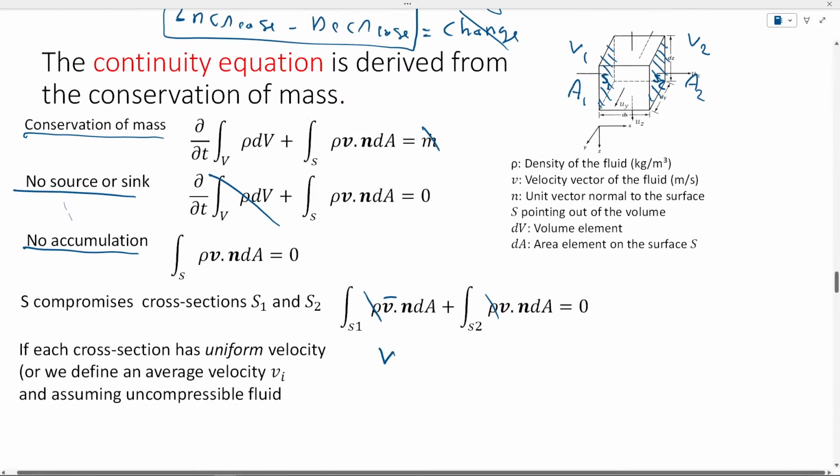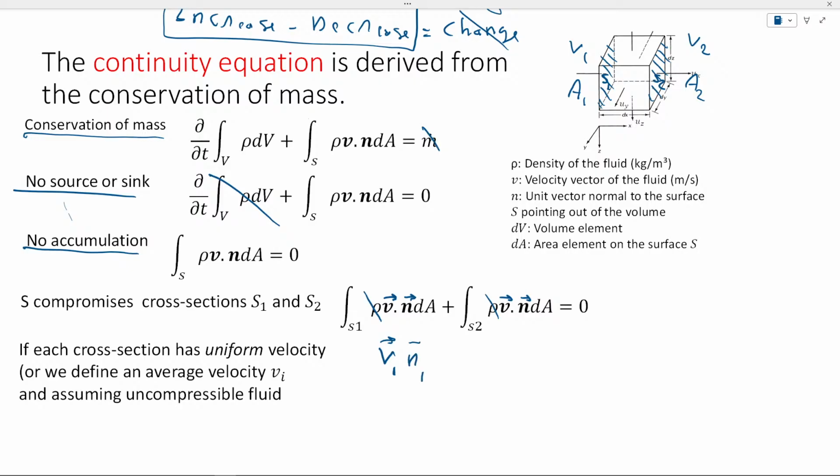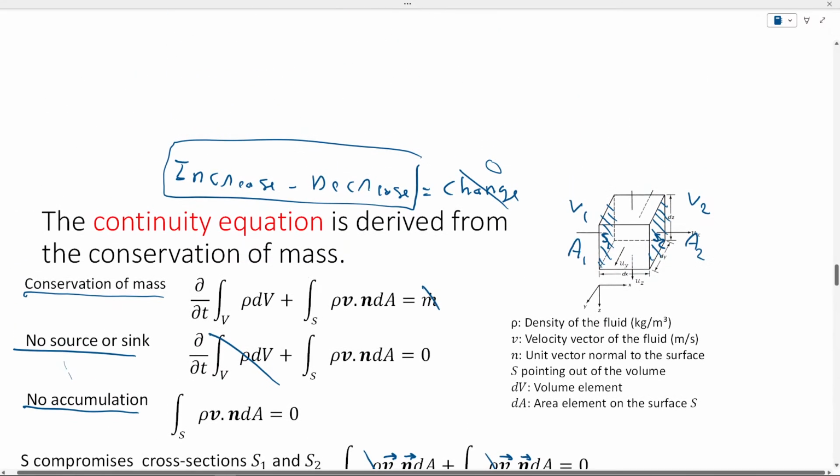V is a vector. Remember, bold means vector. So V1, N1, that's a vector also. That's a dot product, times A1. N1, remember, is the unit vector to the surface, and by definition, this is always pointing outward. So let me get rid of this term here and put it here, A1.